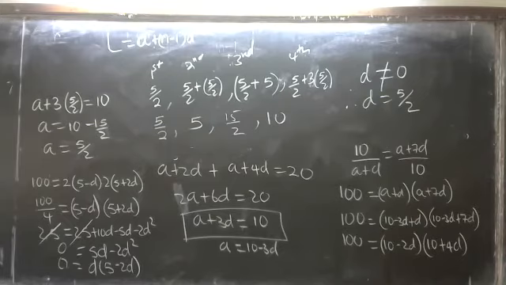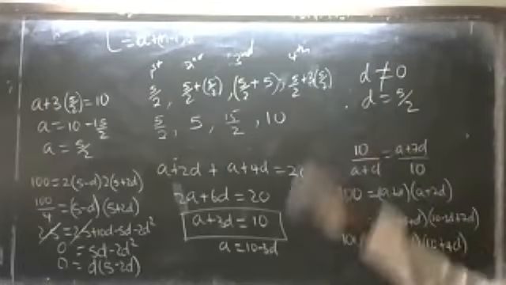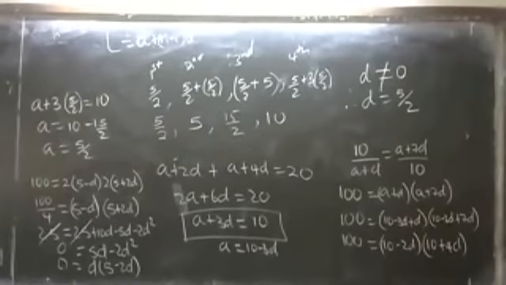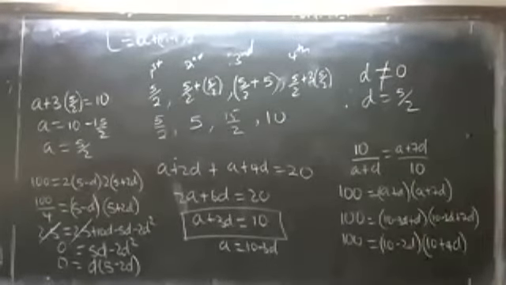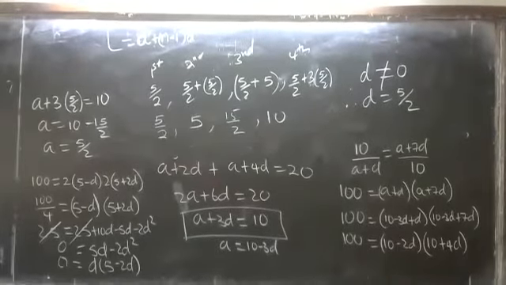Any query? They told us that after solving for a and d, write down the 4 terms of that series, which is the AP here. So that's the first 4 terms. We're using the formula nth term is equal to a plus n minus 1 times d. So if they say first term, n is 1. Second term, n is 2. Third term, n is 3, and so forth. And you know the value of a and d, so substitute.